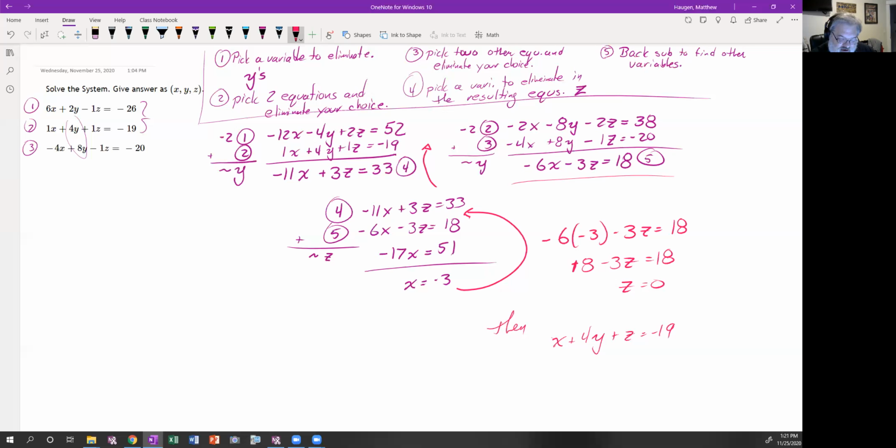So our x is supposed to be -3, so -3 plus 4y plus 0 is -19. So -3 plus 4y is -19. So 4y is equal to what, -16? So y is equal to -4. So -3, -4, 0.